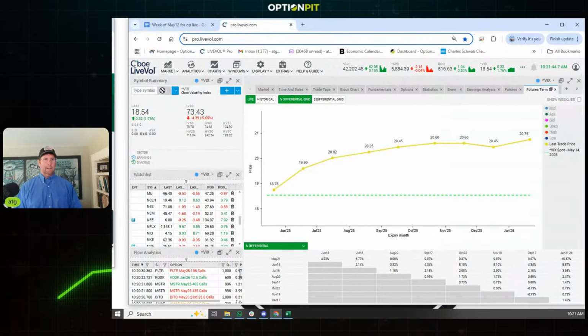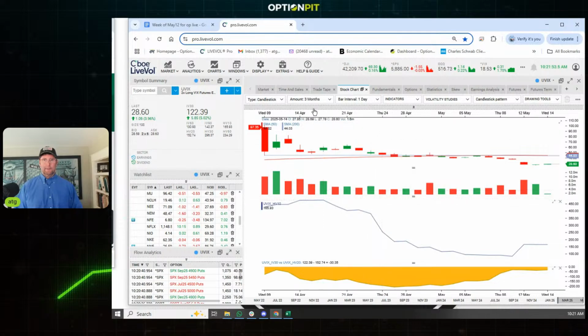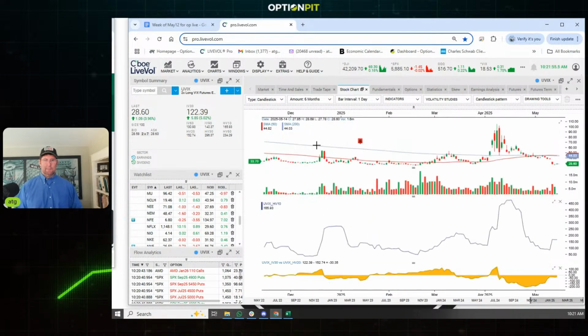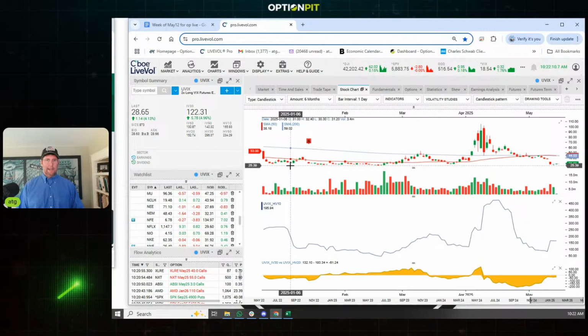You look at a product like UVIX, let's go to the last 6 months here. You know, the thing was sitting here around 20 something bucks, goes to 110. Boom. Again, notice over the last 6 months it has not been able to make new lows.